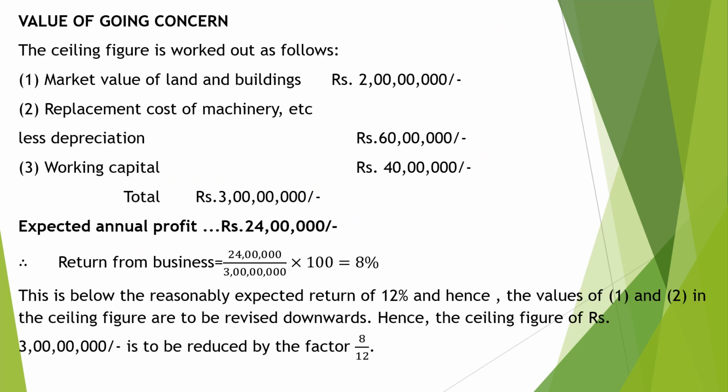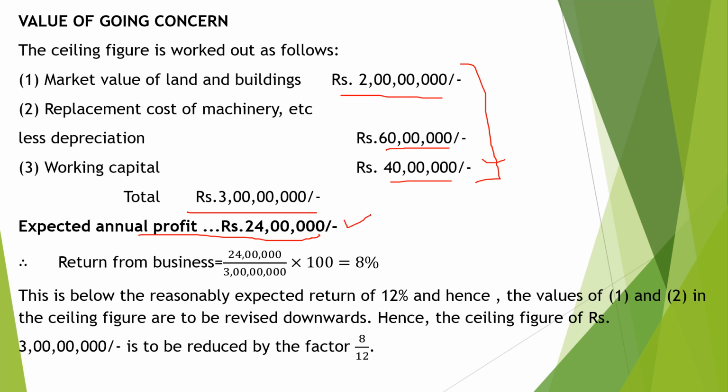The market value of the land and building is given as 2 crore. Replacement cost of machinery is given as 60 lakh, and working capital is given as 40 lakh. So the total is rupees 3 crore. You add all these three things, and the value will be 3 crore. Next, he has given the expected annual profit. In the first case, the expected profit is rupees 24 lakh.